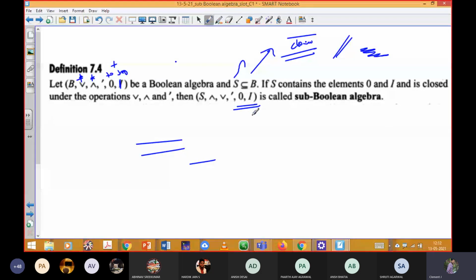They have also used the dash symbol. That means it has to be a complement, so a complemented lattice. Here you are going to check whether the given set is a sub-Boolean algebra or not. There you need to check only one operation, that is A star B, and one more, A plus B. Sometimes instead of star they can use A dot B also. That is not a problem.